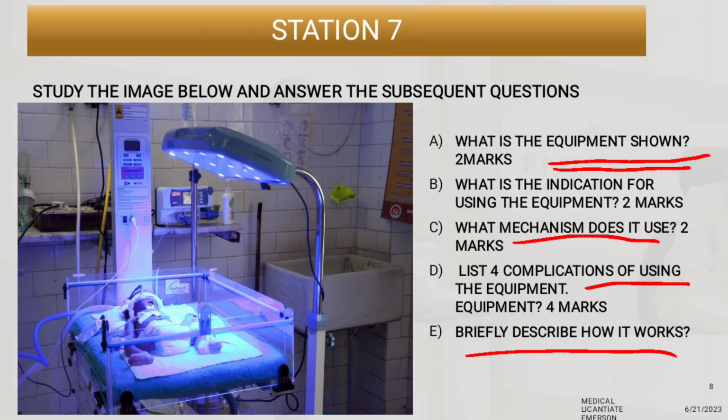Then precautions. If they ask you the precautions you are going to undertake when using the equipment: one, check the blood sugar at regular intervals. Then encourage breastfeeding. Then maintain room temperature at about 30 degrees Celsius. Then the infant should be naked, however, you have to cover the genitalia and the eyes. Even in the picture here, the eyes are covered, and the baby has a diaper, meaning the genitalia is also covered.